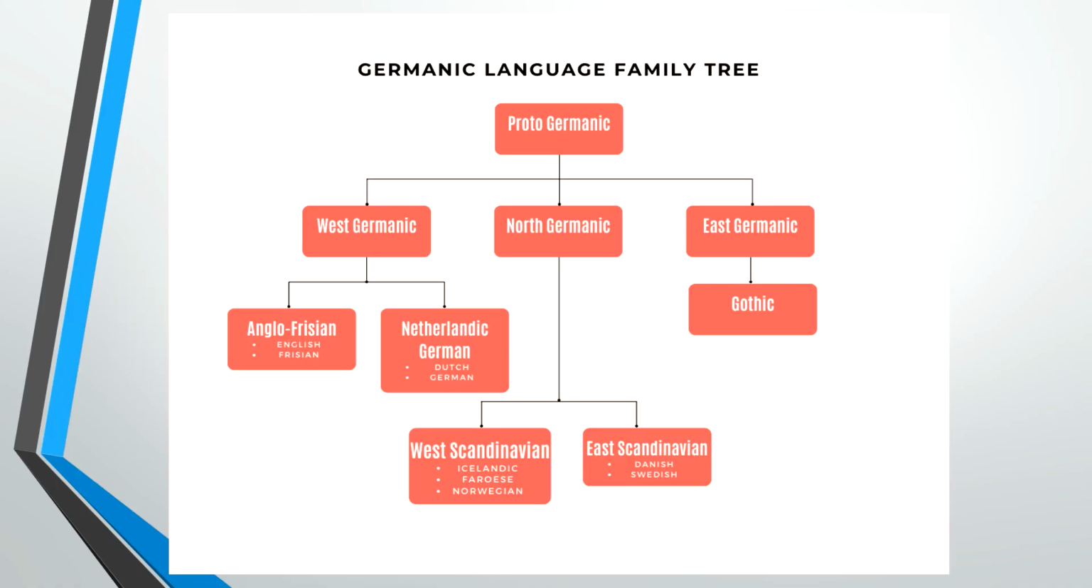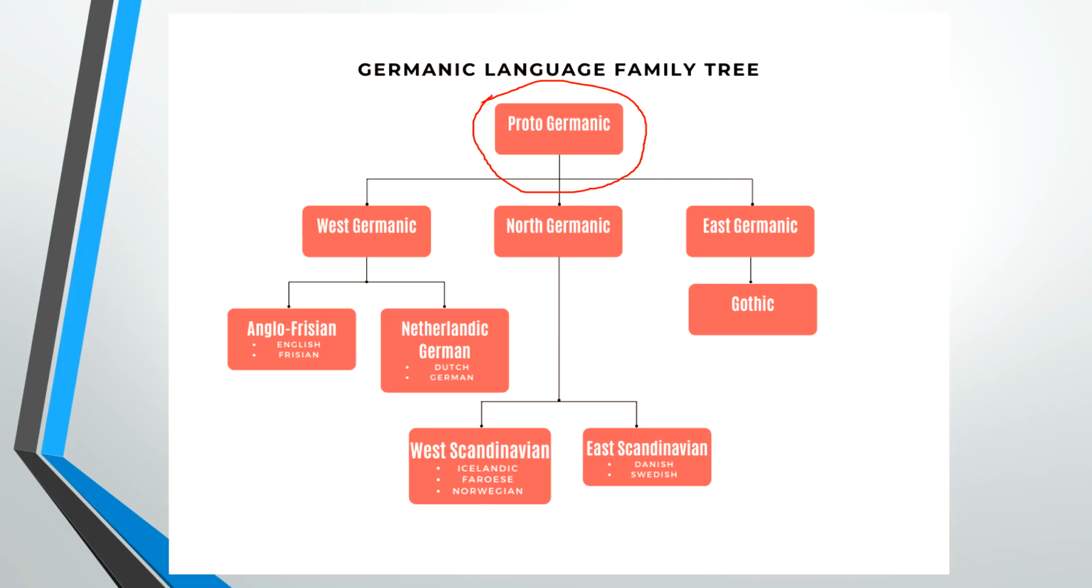So let's know which group of language family English belongs to. English language belongs to the Proto-Germanic language branch. This Proto-Germanic or Teutonic is a sub-branch of the Indo-European family of languages. We discussed the Indo-European family of languages in our previous video. So this Proto-Germanic or Teutonic is a branch of the Indo-European family of languages.